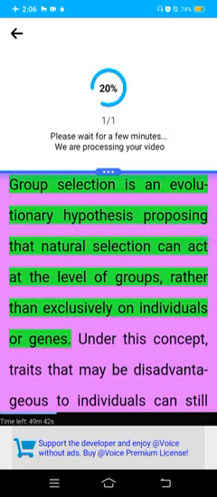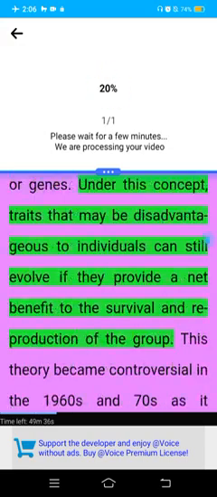Group selection is an evolutionary hypothesis proposing that natural selection can act at the level of groups, rather than exclusively on individuals or genes. Under this concept, traits that may be disadvantageous to individuals can still evolve if they provide a net benefit to the survival and reproduction of the group.